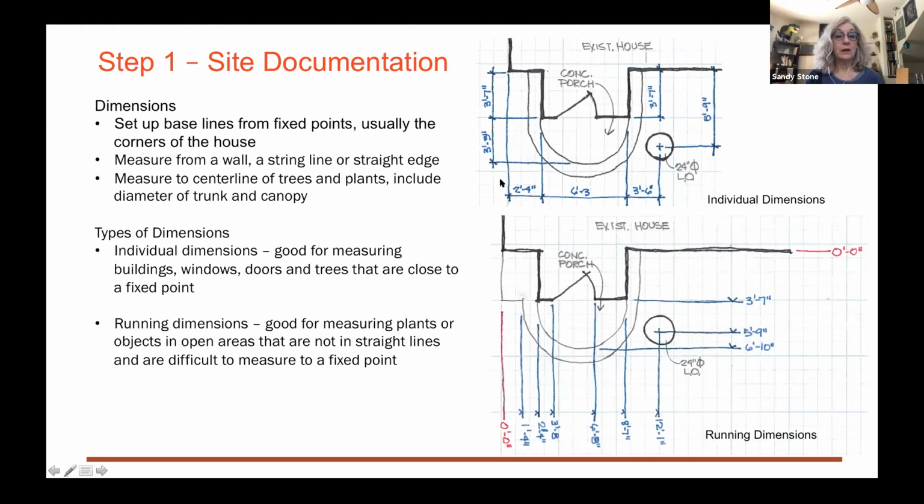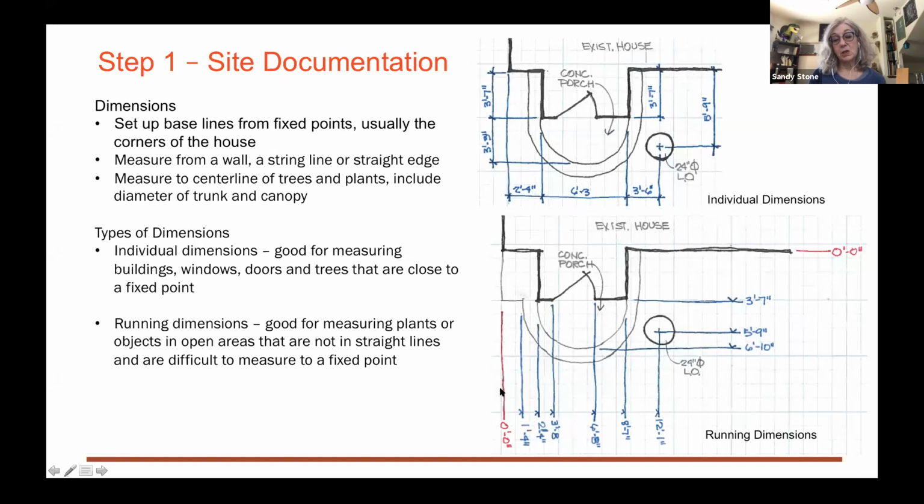So with individual dimensions, which these are, you measure from this corner to this corner, and you write the dimension here. Then you measure from this corner to the edge of this circle, and that's your dimension here. With running dimensions, you start with this corner of the house, and I often just lay out my 100-foot tape right along this edge here, right along through here. And especially when I'm doing it by myself, I can measure.